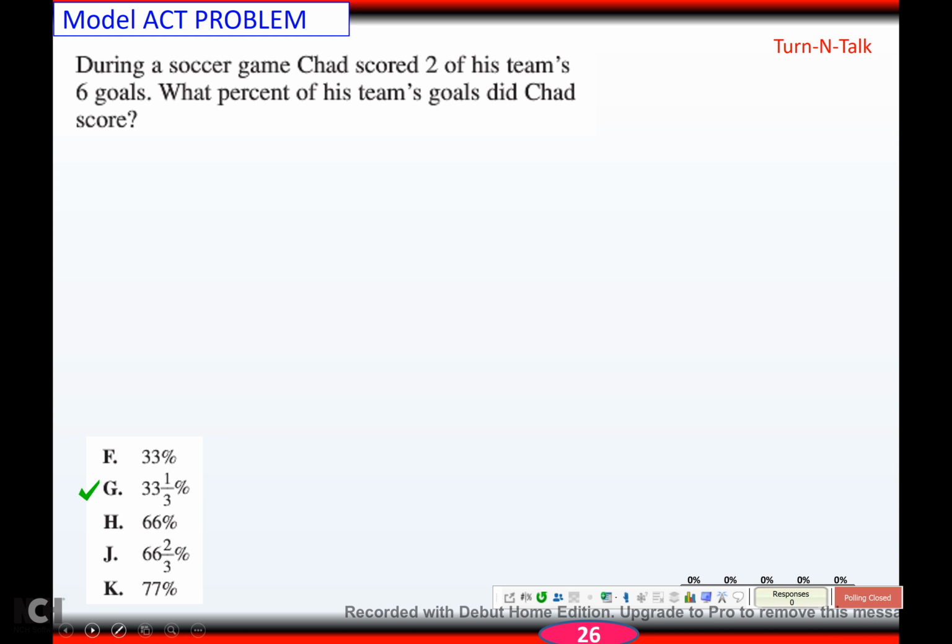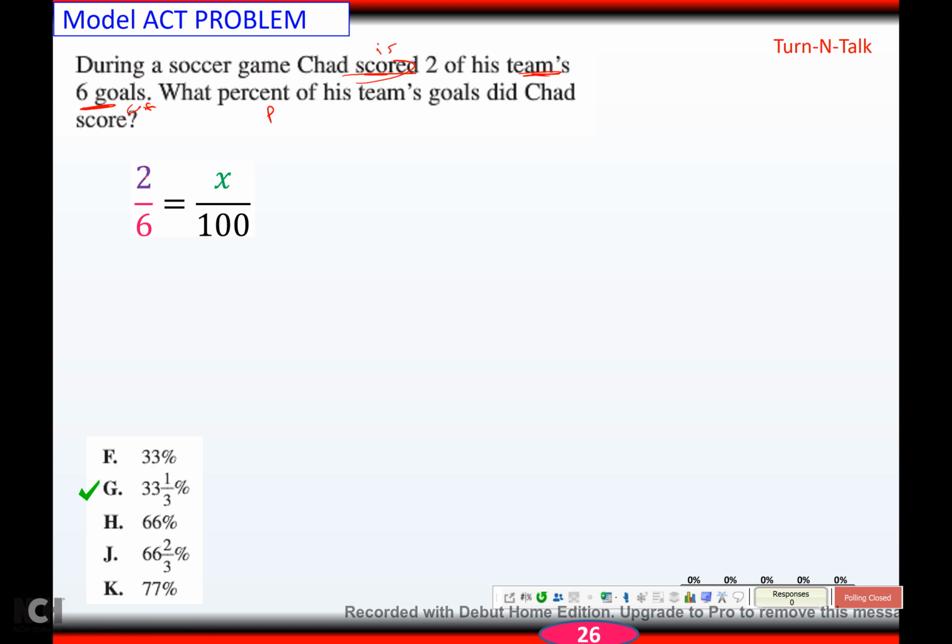Alright, so during a soccer game, Chad scored 2 of his team's 6 goals. What percent of his team's goals did Chad score? You can do the whole is over of thing if you want. He scored, that's your is. In other words, that's your verb. So that's your is. Of is referring to the team's 6 goals. So there's your of. And they're asking you for P.